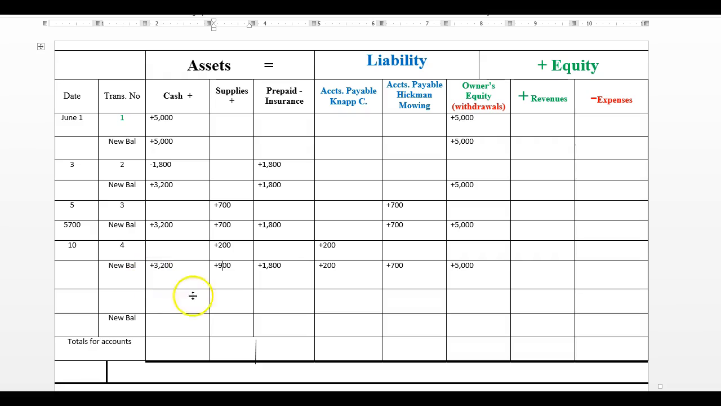Yes, we're going to add our assets to see if they equal the liabilities. So let's take our $3,200 in cash, $900 in supplies, $1,800 in prepaid insurance. That amount is $5,900. Does that equal the liabilities plus equity? Let's find out. $5,000 in equity, $700 to Hickman Mowing, $200 to Knapp Company equals $5,900. We balance. Perfect. Let's keep going.